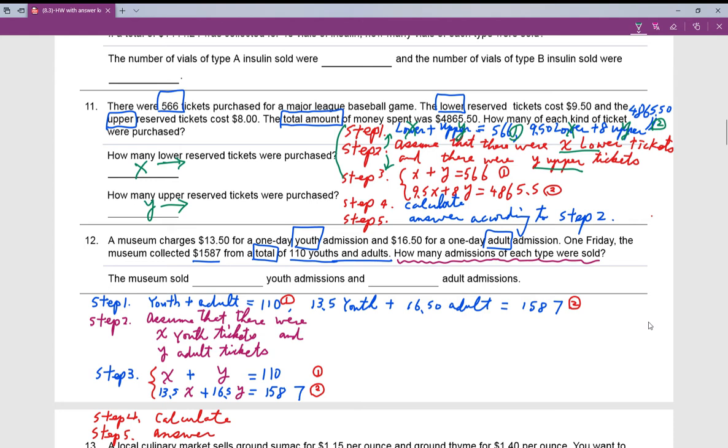Number 12, same thing. When you take a note, you already find you have equation 1 and equation 2. Then in step 2, you don't know what to use. How many use tickets? You don't know how many adult tickets. So you say, pretend it's X and Y. Then you plug X and Y into the used and adult ticket numbers, and then calculate.